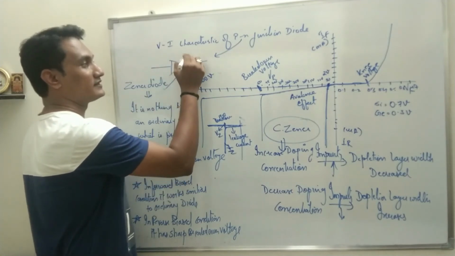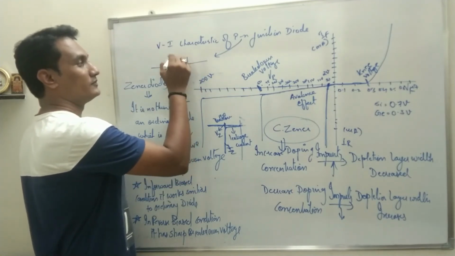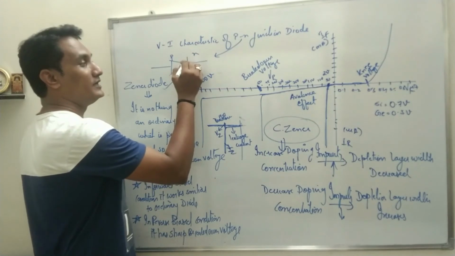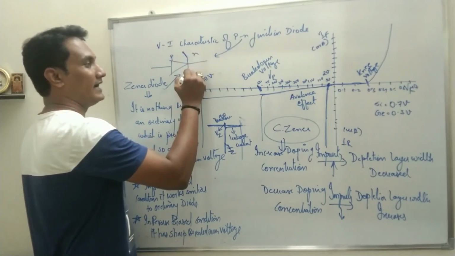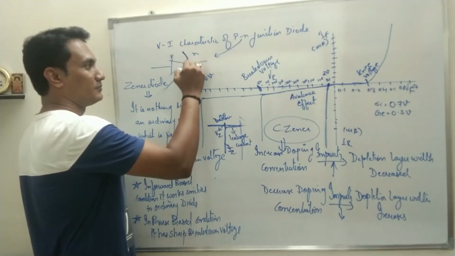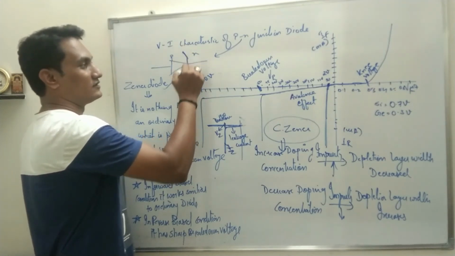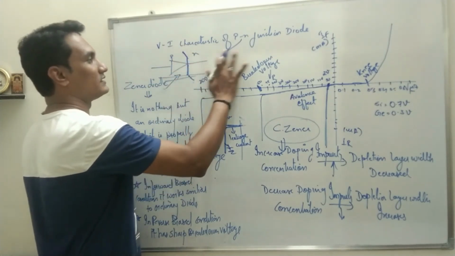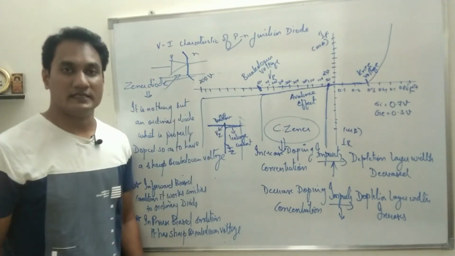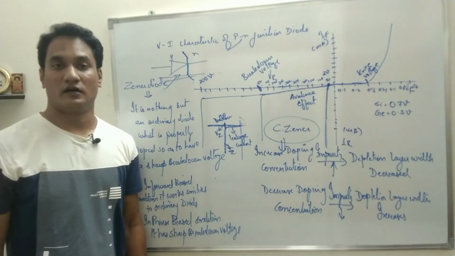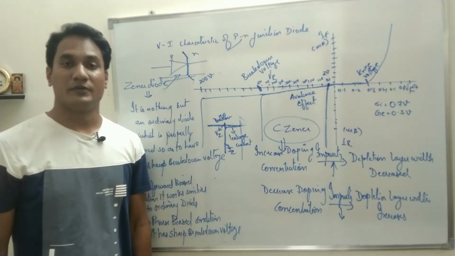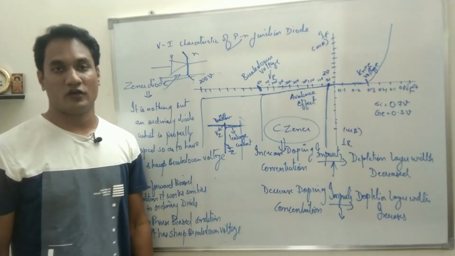Just make the single line represent N, and the arrow mark represent P. What you have to do is make the single line as Z. Just represent it as Z. So this is the symbolic representation of a Zener diode. So this is all about the Zener diode, which is a special type of p-n junction diode. I hope you have understood.